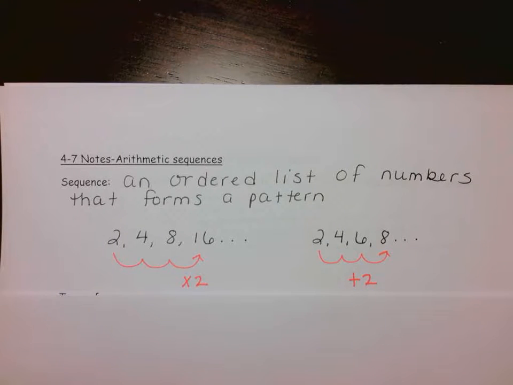What is a sequence? A sequence is an ordered list of numbers that forms a pattern. I have here two different examples of two different types of sequences. This is called a geometric sequence, and this is called an arithmetic sequence. Now today we're going to be talking about arithmetic sequences, and the two formulas that we're going to be using today only apply to arithmetic sequences.